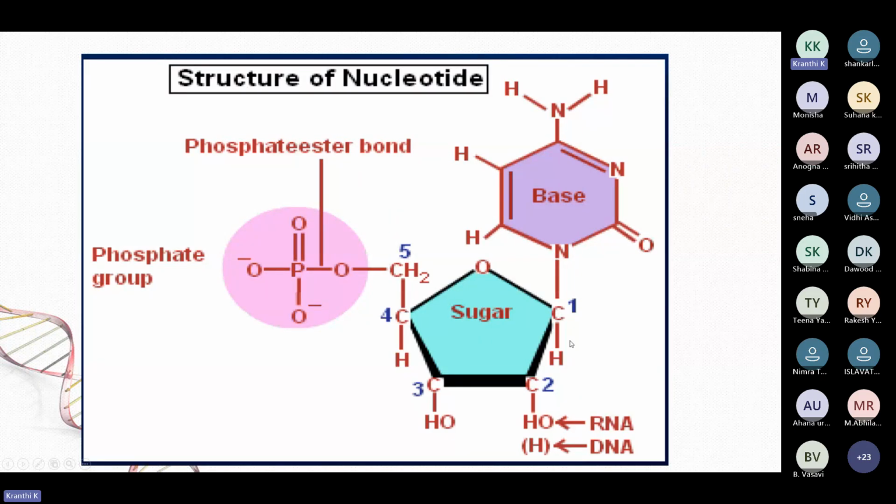N-glycosidic bond. Then here OH. OH means it is having the oxygen, so ribonucleic acid. When the oxygen is removed, then it's called deoxy. That's the reason deoxyribonucleic acid. This is the difference. So it's a structure of a nucleotide. Then what is the link between this sugar and the phosphate? Phosphate ester bond. What is the link between the base and sugar? That is the N-glycosidic bond. This is a phosphoester bond.